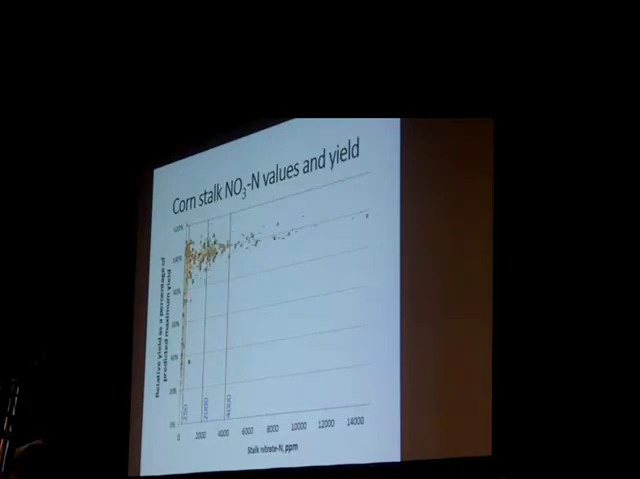But once it begins to accumulate in the stalk, above 250 parts per million, you're more and more likely to be at maximum yield. You see here almost every value is above 80% of maximum yield. Here it's above 90, and once we get above 4,000 parts per million, all of those are clustered around 100% of maximum yield.